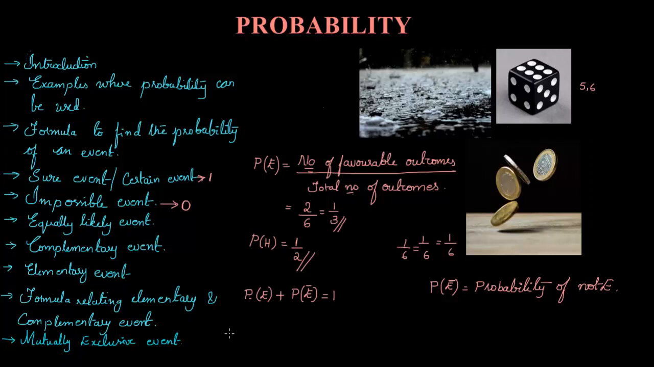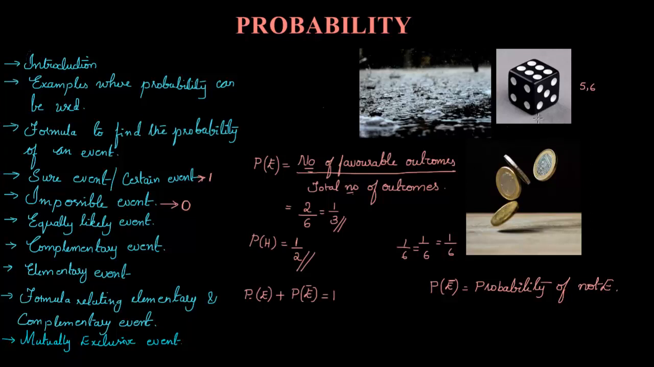Then we have mutually exclusive event. What do you mean by mutually exclusive event? Let me give an example of this coin itself. Here the two events, head and tail, are mutually exclusive. If head is going to occur, then tail will never occur. If tail is going to occur, then head will never occur. If this is happening, this will not happen. If this happens, then this will not happen. This kind of event is called a mutually exclusive event.